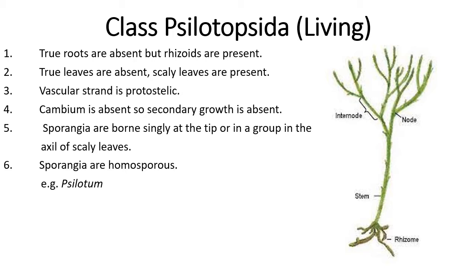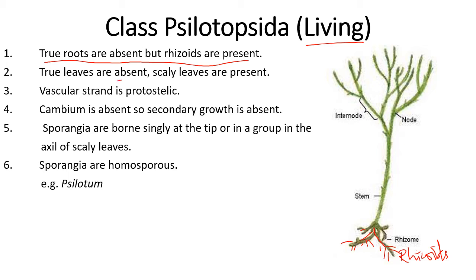The next class is Psilotopsida. This is living, and the previous one we saw was a fossil member. Now here true roots are absent but rhizoids are present. Here you can see a subterranean rhizome, and on this rhizome small rhizoids are also there. Not clear in this picture, but these small rhizoids are there, so the rhizome is showing rhizoids.